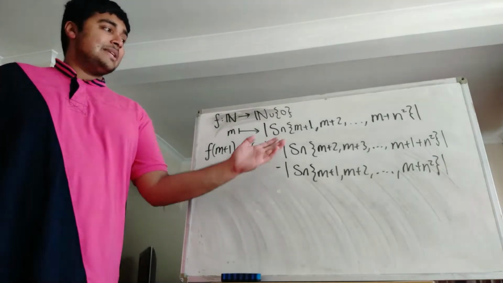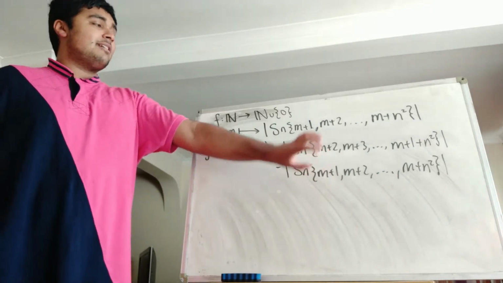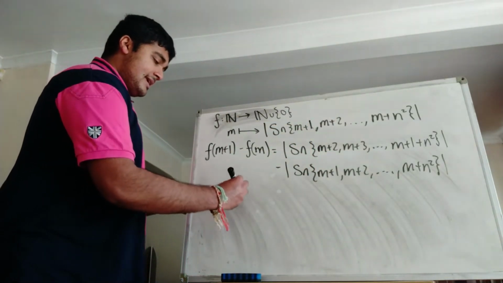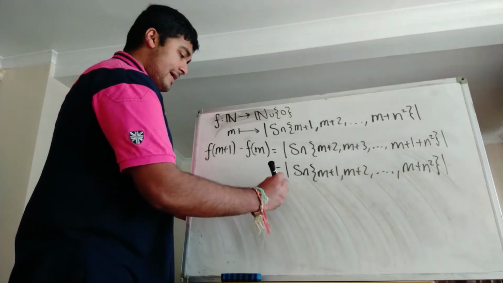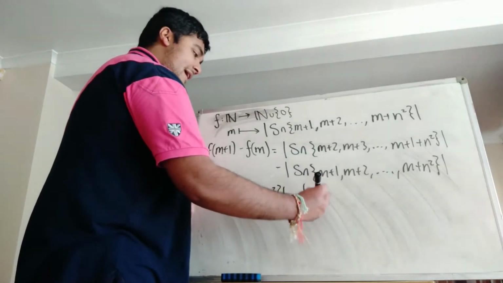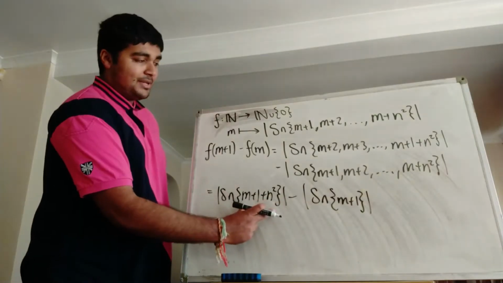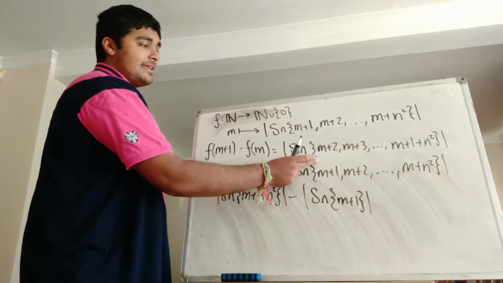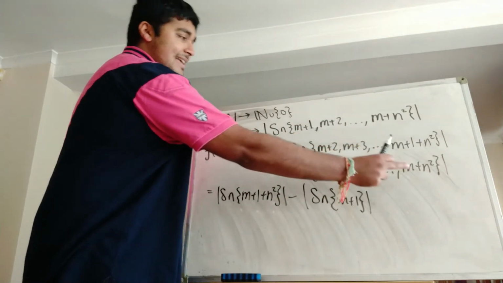So the only terms we need to consider are the ones which are in the first set and not in the second, and the ones that are in the second and not in the first. So that's precisely S intersect m plus 1 plus n squared, and subtract off S intersect m plus 1. Because m plus 1 plus n squared is the extra term here, and everything else, m plus 2, m plus 3, and so on all the way up to m plus n squared, is in both.